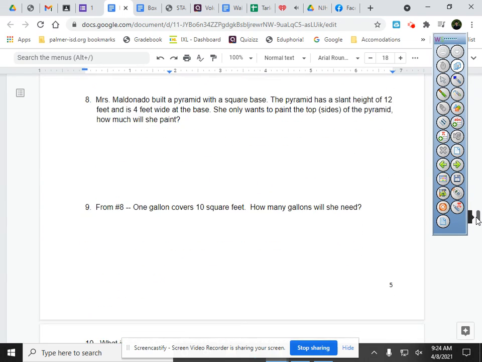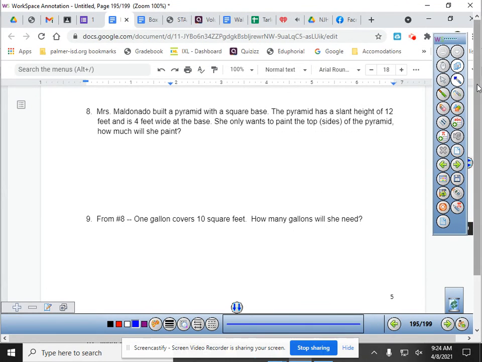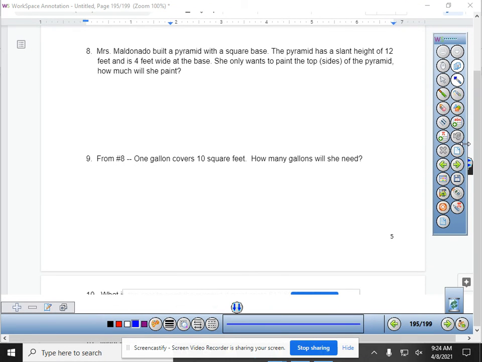Number 8. Mrs. Maldonado built a pyramid with a square base. The pyramid has a slant height of 12 feet and is 4 feet wide at the base. She only wants to paint the top, which is the sides of the pyramid. How much will she paint? What is this asking you for? The size of the pyramid. Just the sides. It's called the what surface area? The lateral.